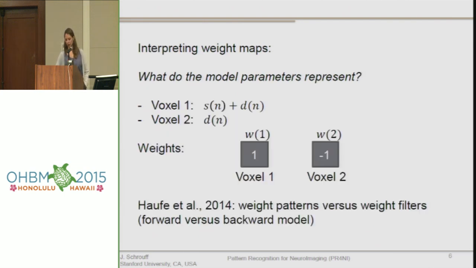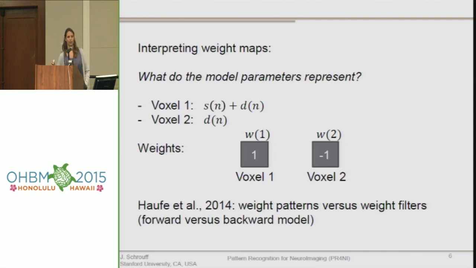Another issue with the weight maps is, what do those parameters actually represent? We know it's discriminating between classes, or fitting the data, it's what we ask from it, but how are those weights computed? So take a very simple example with only 2 voxels. Let's say that in voxel 1 I have my signal of interest, with higher activity for class 1 and lower activity for class 2. And then I have some noise signal, dn, which might be the heartbeat. And in voxel 2, I have only that noise signal.